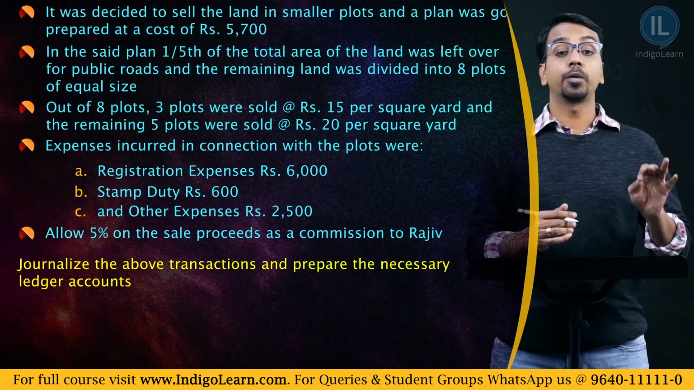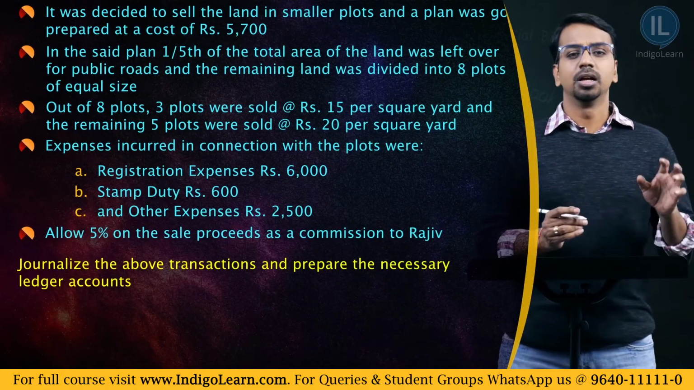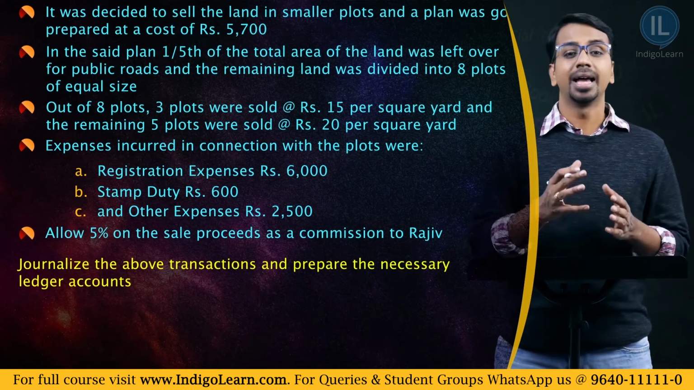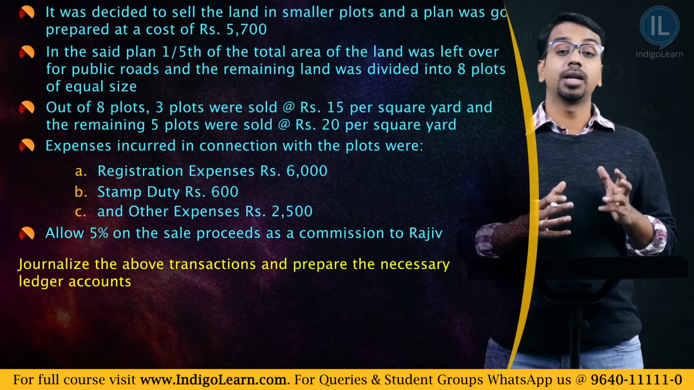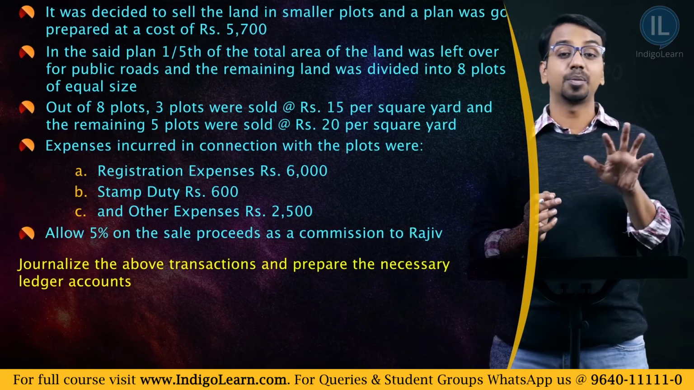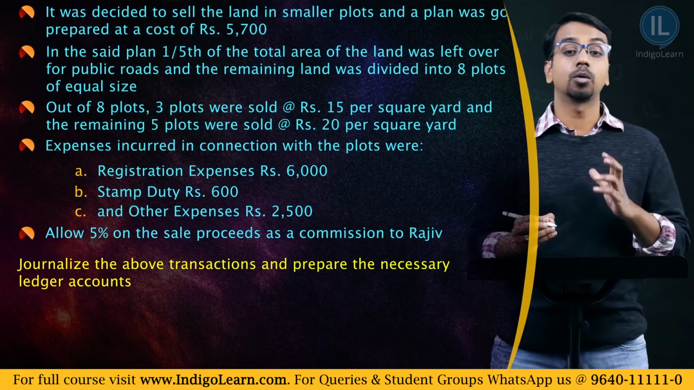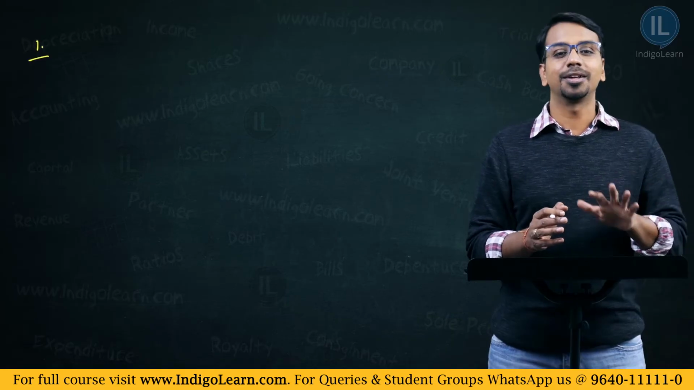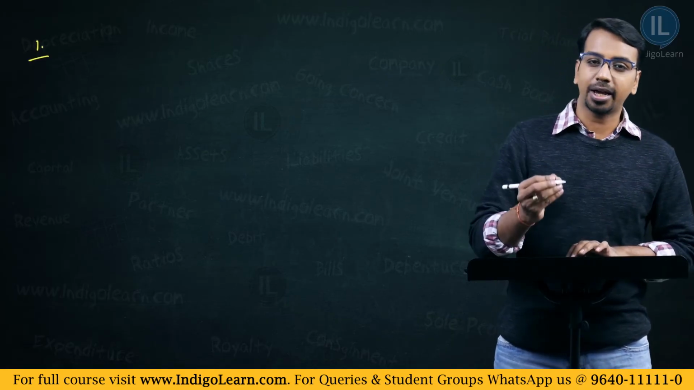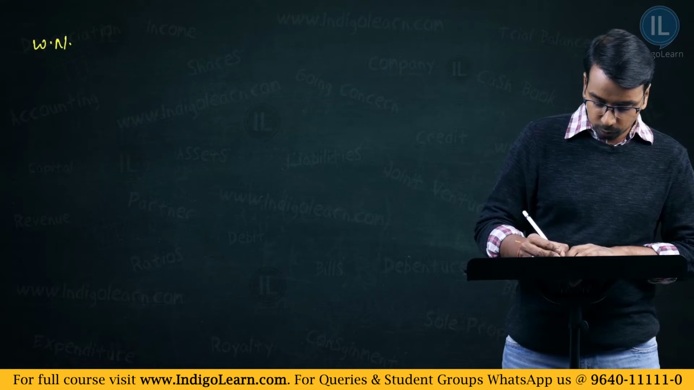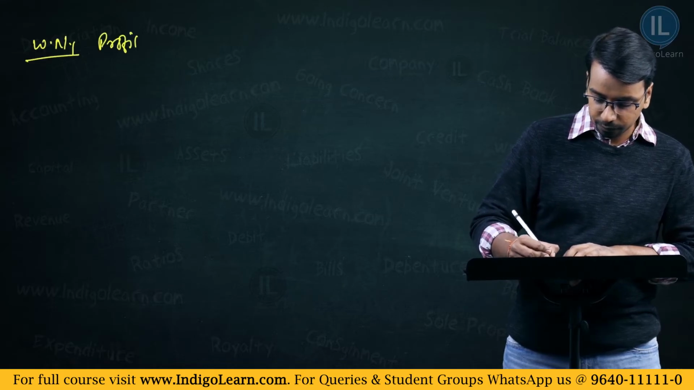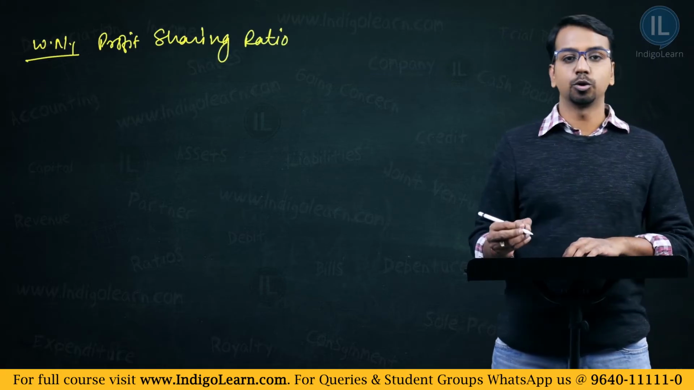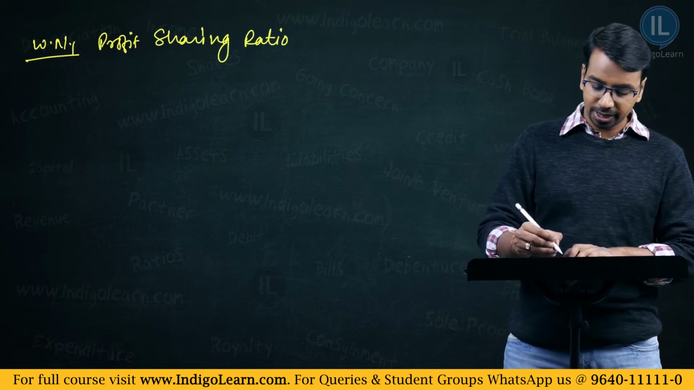Now in this problem, before we start solving or preparing the ledger accounts, we'll need to do some working notes to find out what is the profit ratio, then find out how much is the sale proceeds and what is the commission amount. After preparing these 3 working notes, we can directly start preparing the ledger account. So first we will find out what is the profit sharing ratio. In the question it says profit sharing is done in the ratio of cash contributed. So how much is the cash contributed? So let's prepare working note 1 for arriving at profit sharing ratio. Profit sharing ratio. How much is cash contributed?